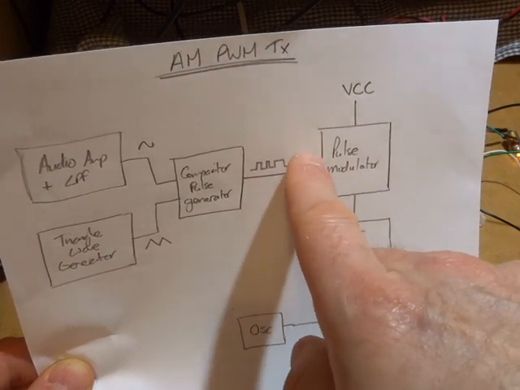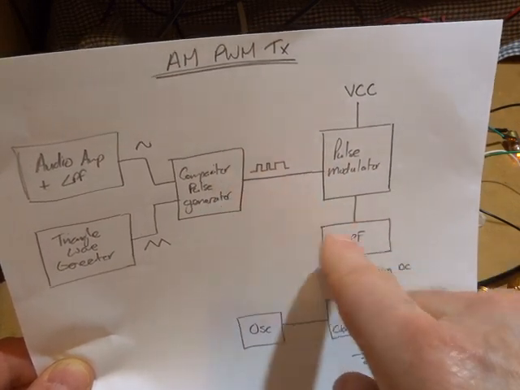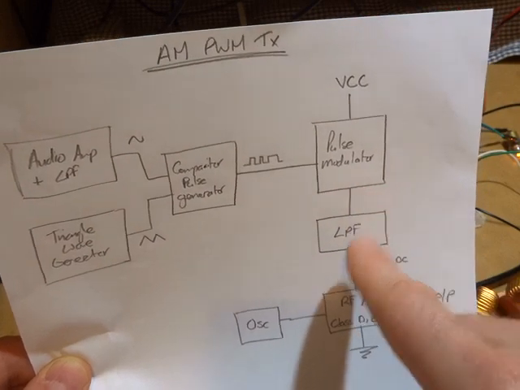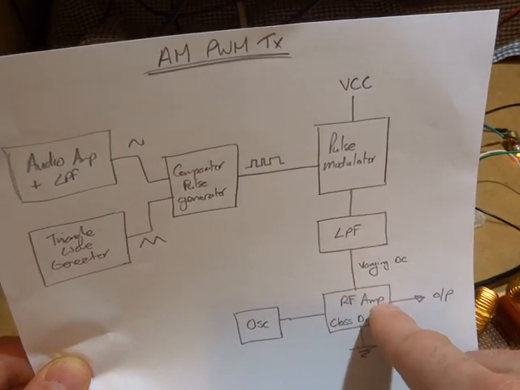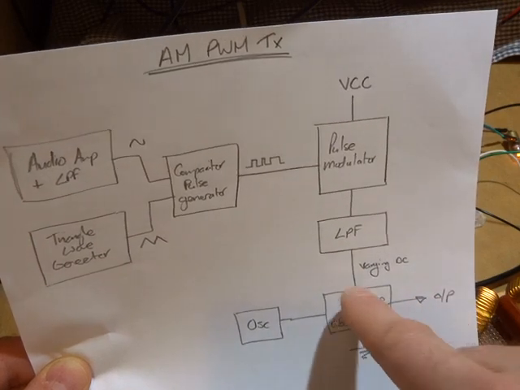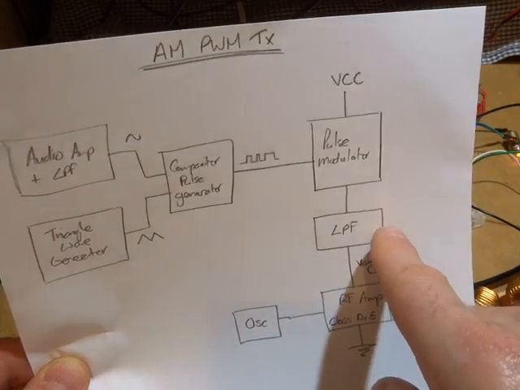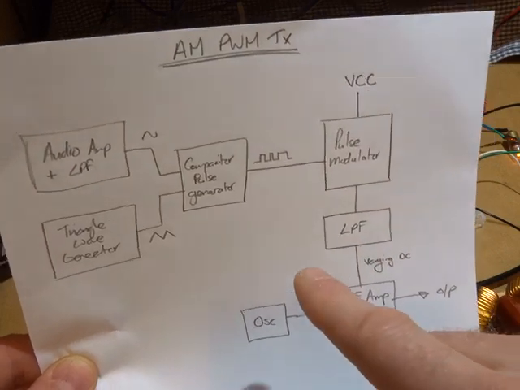Now we need to get rid of all those high frequency components from the square wave before we amplitude modulate it or feed it to our RF amplifier, so we don't transmit any out of band signals, and we do that by using a low pass filter here.